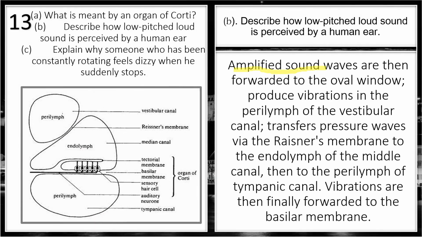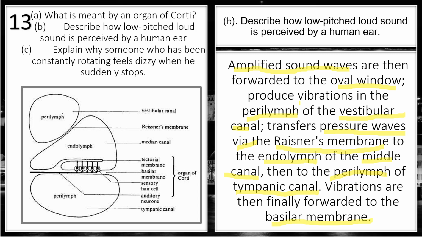The amplified sound waves are then forwarded to the oval window, which produces the vibration in the perilymph of the vestibular canal and transfers the pressure waves via the Reissner's membrane to the endolymph of the middle canal and then to the perilymph of the tympanic canal. The vibrations are then finally forwarded to the basilar membrane.